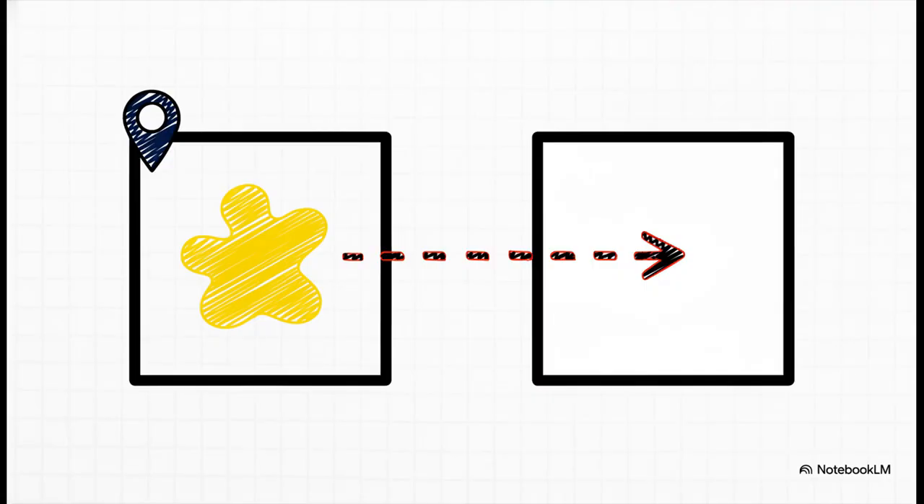Okay, so what in the world is a pointer? At its core, it's actually super simple. A pointer doesn't hold data itself. It holds the address of where that data is stored. Think of it this way. A pointer isn't the house, it's just the street address for the house.